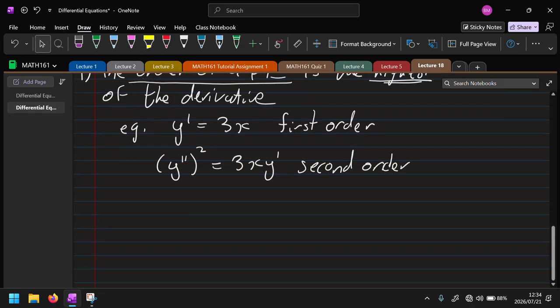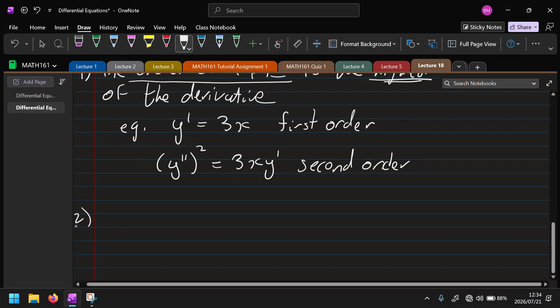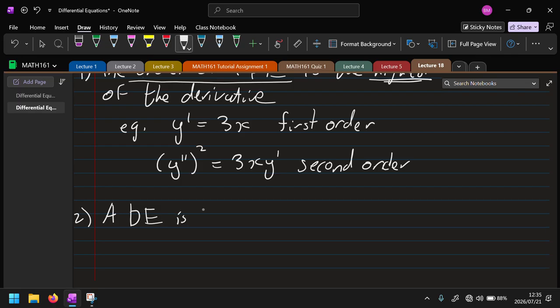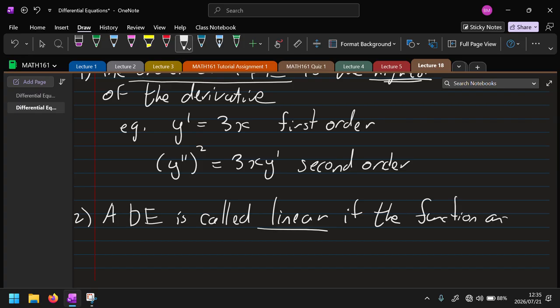Okay, and then number 2. A DE, again, differential equation, is called linear if the function and its derivatives, you must check for both, appear linearly.